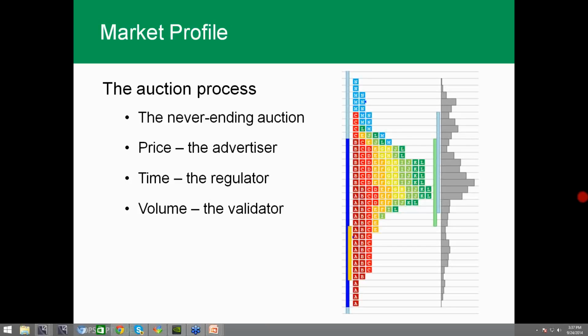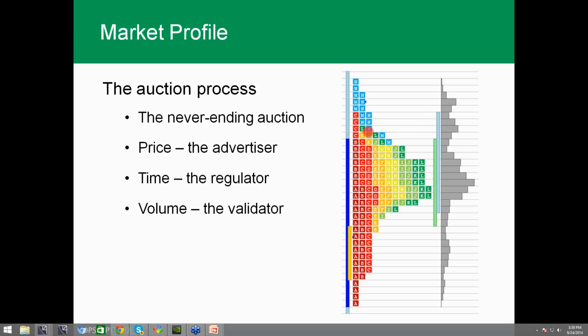I can't stress enough how much I think that volume profile and market profile depend on each other to give this tool its ability. So when you take a look at the auction process, you're really looking at price, time, and volume. Price is the advertiser. If price gets too expensive in the eyes of most traders, buyers will back off, and sellers will come in thinking they're selling it high. What's our job? Sell it high, buy it low, right?